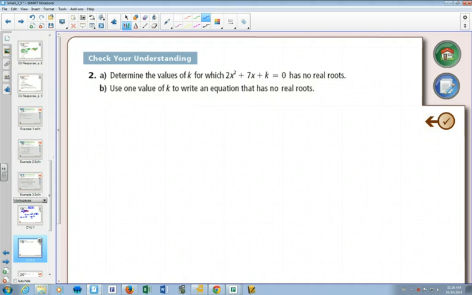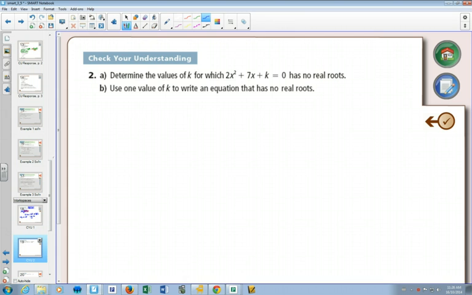Determining the values of k. So we don't know what the last number is, but we want to make sure that this has no real roots. There's going to be lots of answers that work, so if you guess and check, you'll probably get it right because there's an infinite amount of right answers to this. So if you guess and check and get one answer that's right, I'll give you 1 out of infinity as your mark. What? So that's a very low mark if you want to figure it out.